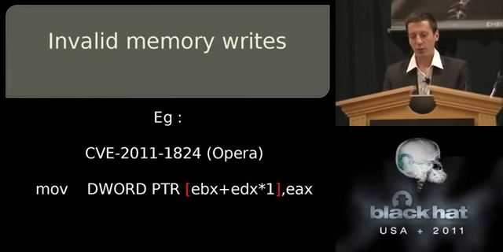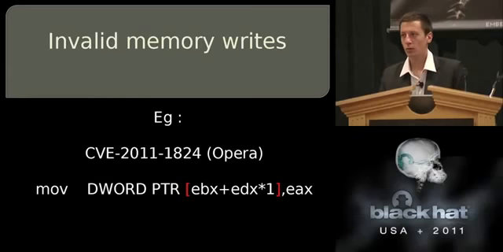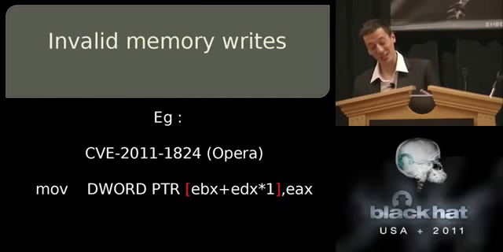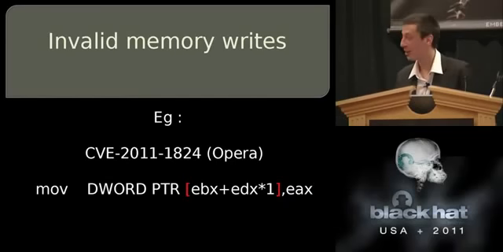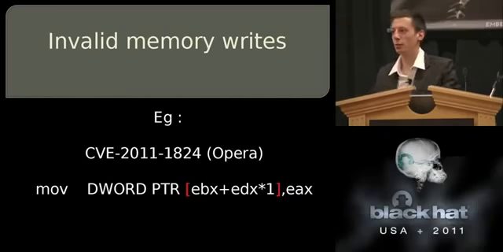Okay, what about invalid writes? Why is this a write? Okay, it's a move instruction, but why is it a write? In Intel syntax, the source is on the right and the destination on the left. So here it's like a pointer dereference, if you will, in write mode.